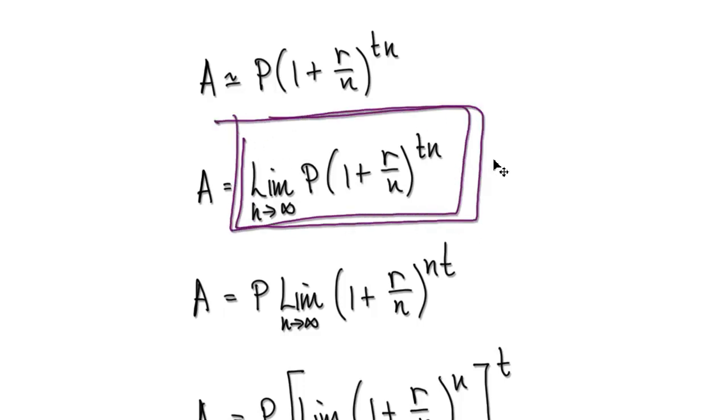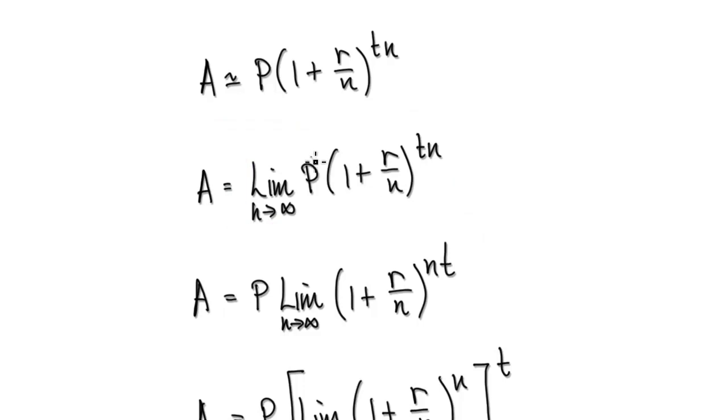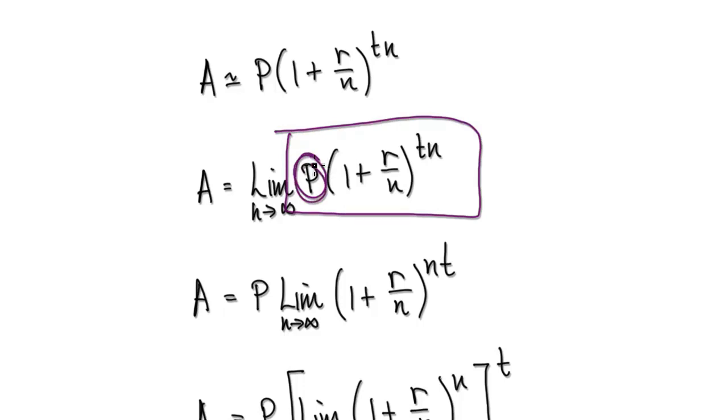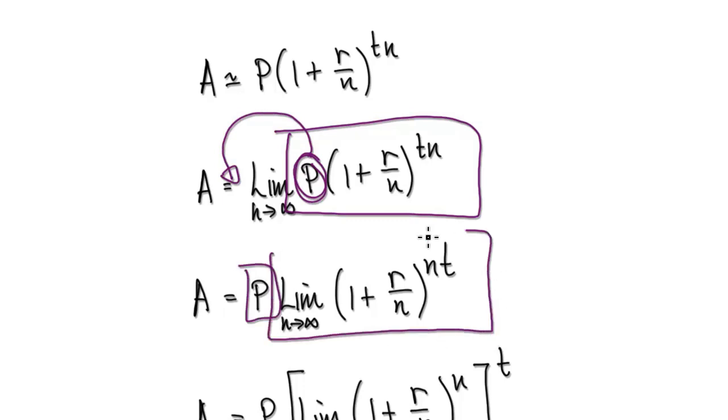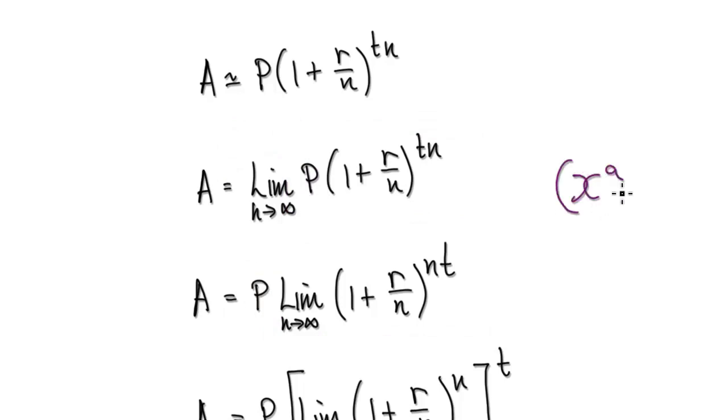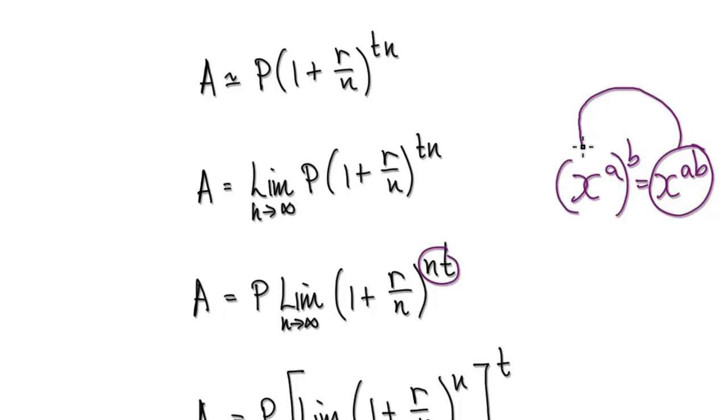Now let me think. P is a constant. So when you're trying to take a limit of something that contains a constant, you're able to take the constant out. That will then give you a constant times this thing here. And then remember indices: x to the power of a, to the power of b, equals x to the power of ab. So whenever you get given this, which we have here, you can actually jump to this stage here.